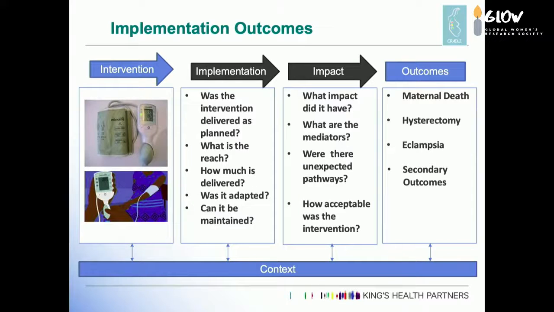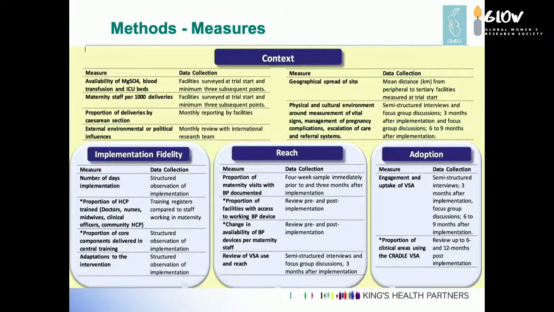I've put here our model of what we were looking at. So was it delivered as planned? Did it reach the women who we hoped it would reach? How much was delivered? Was it adapted? And could it be sustained? And we wanted to look at impact and unexpected pathways and acceptability. The main outcomes of the trial I've put up on the slide here.